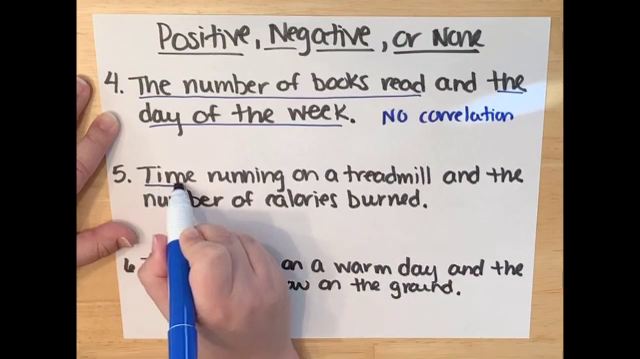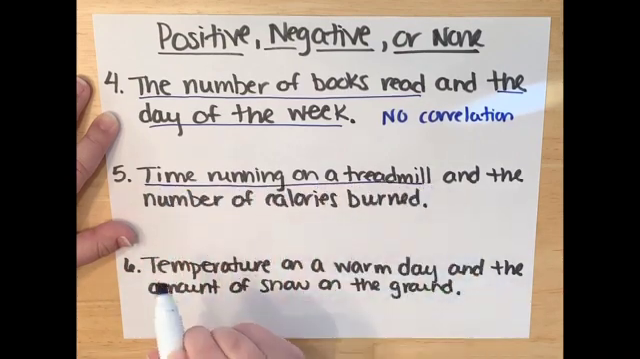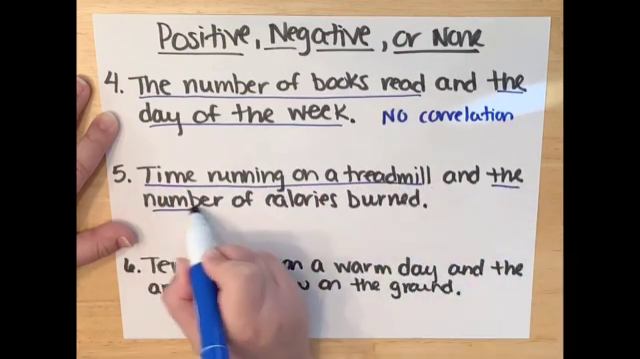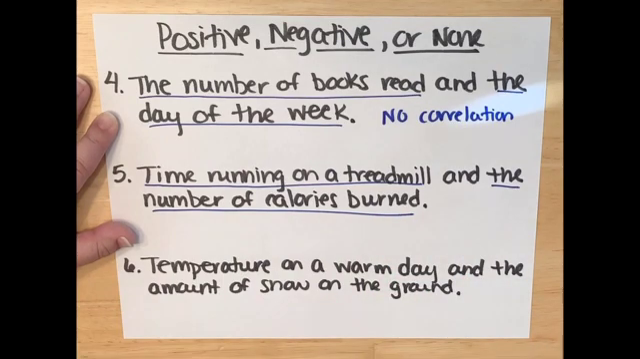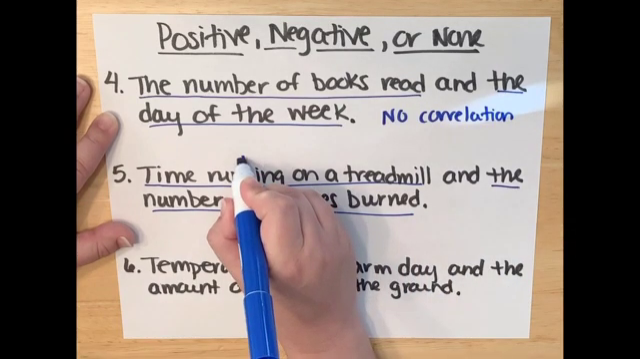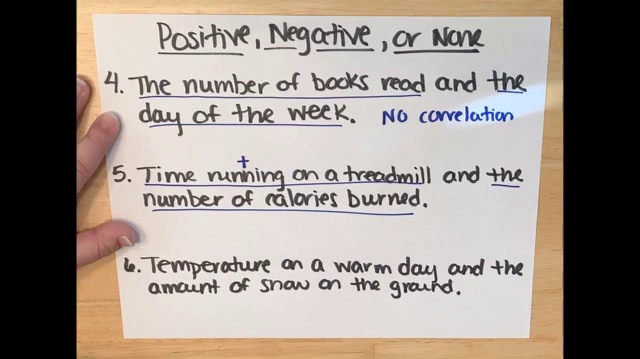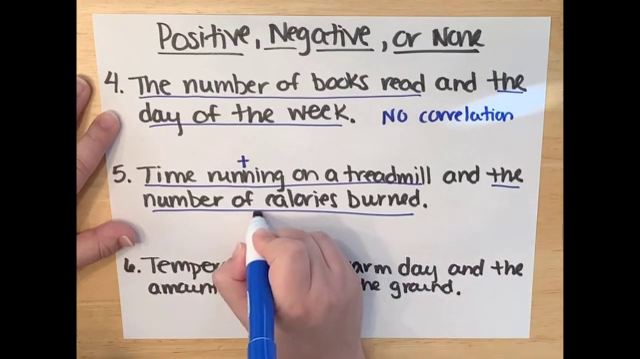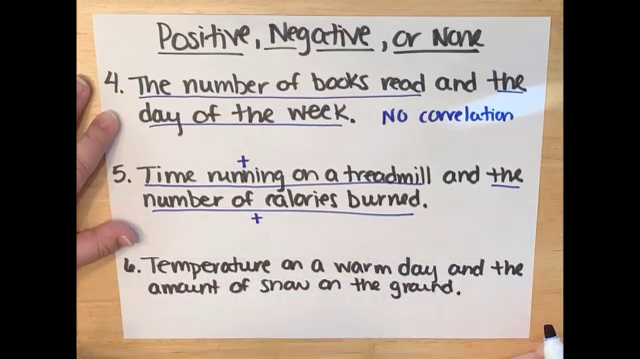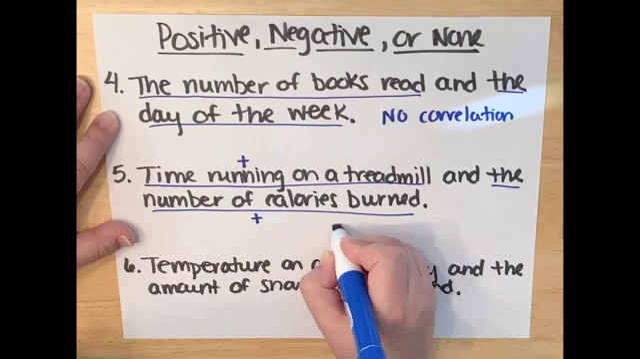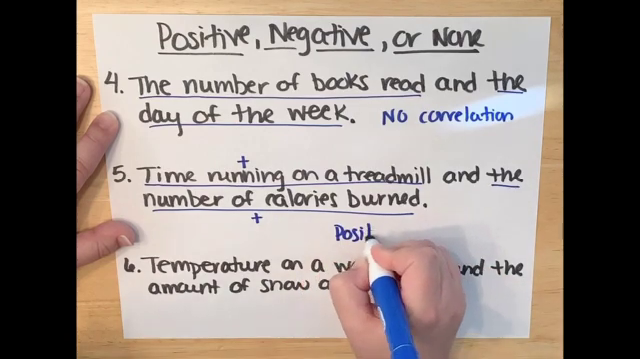Number 5, time running on a treadmill and the number of calories burned. Well, the more time, as my time increases on the treadmill, what should happen to the calories I'm burning? They should increase as well. And vice versa. The less calories I burn, or the less time I run on a treadmill, the less calories I should burn. So there should be a positive correlation with this one.